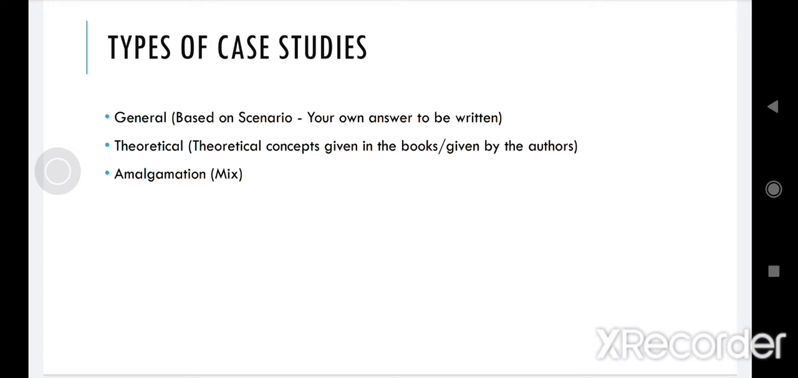The second one, theoretical concepts given in the books by the authors. The case itself is not the case. It is like any other question. So for that question you'll have to answer whatever is in the book, whatever the teacher has taught, whatever was given by the authors. Like that, simply you'll have to paste.